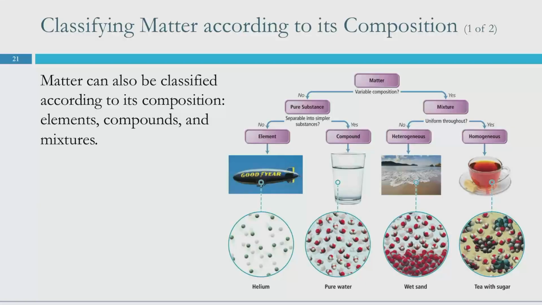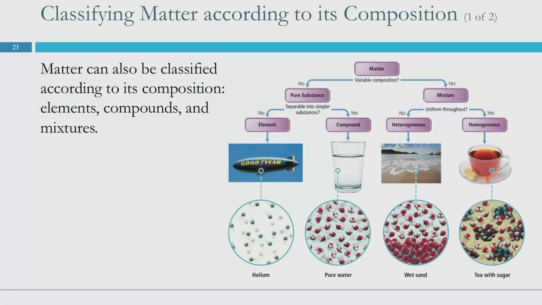Okay, moving on to composition. We can also classify based on our composition. Our matter is either made up of elements, it's made up of compounds, or it's made up of mixtures. We've got this flowchart from the book. There's a lot of nice diagrams in the book that you can refer to.